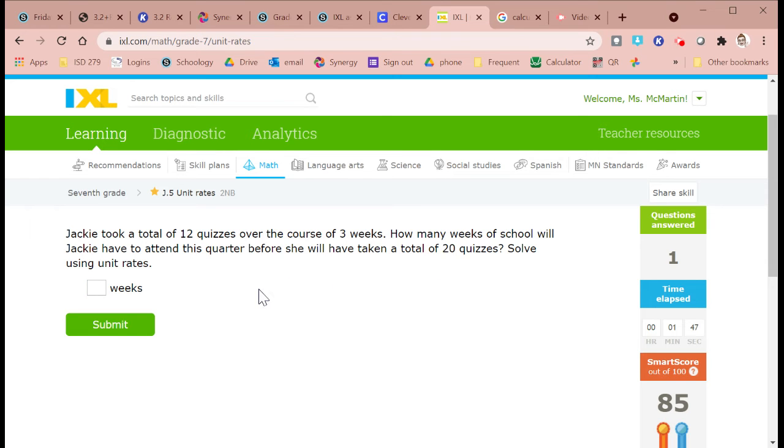So we need to figure out 4 times what number equals 20. If you don't know that off the top of your head, you could just do 20 divided by 4, and then you'll get your number of weeks, which should be 5 in this case. So when you get there, remember you need to find the unit rate for the opening question, and then you're going to use that unit rate to get to the last number here.